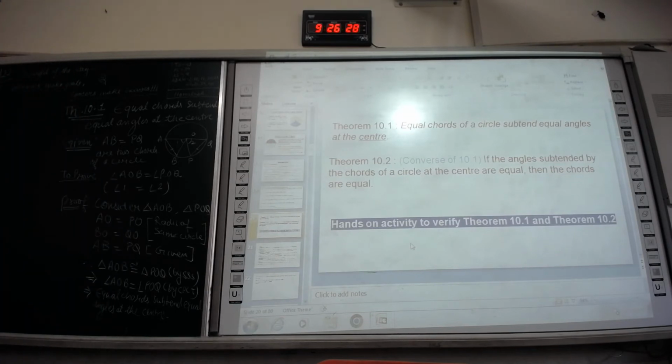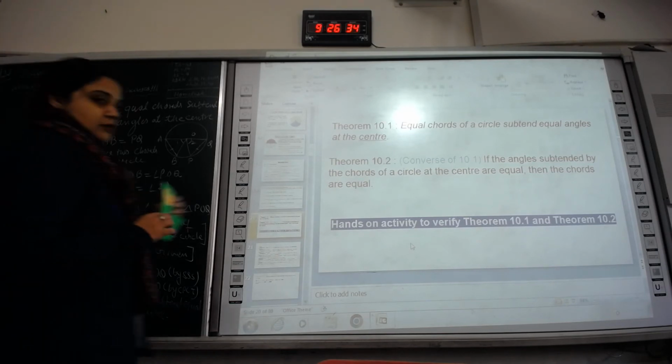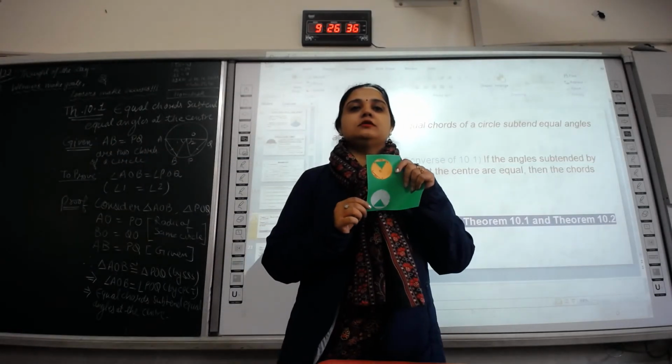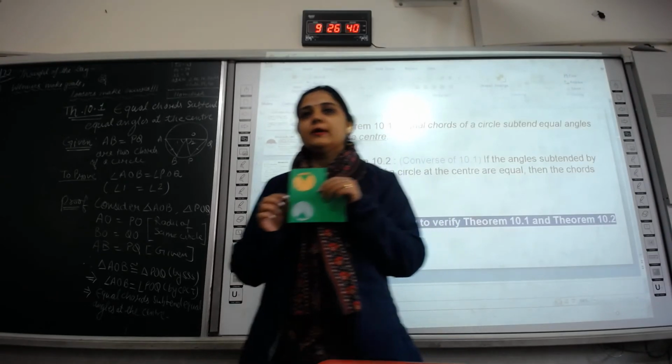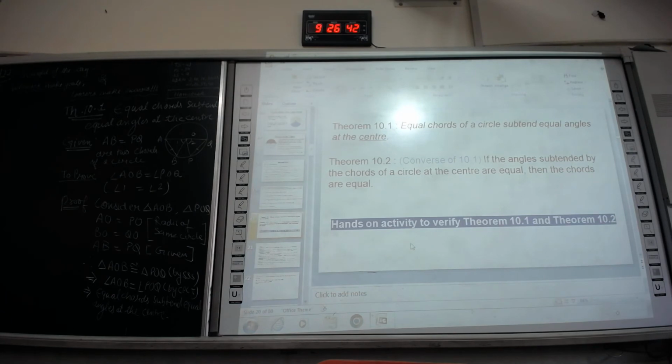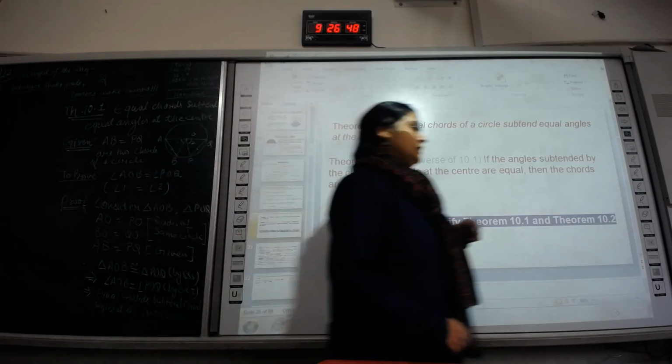Just show me your work. This is done by Ishita. See, Ishita, just remove this flip before pasting it into the notebook, okay? Shall we move further?